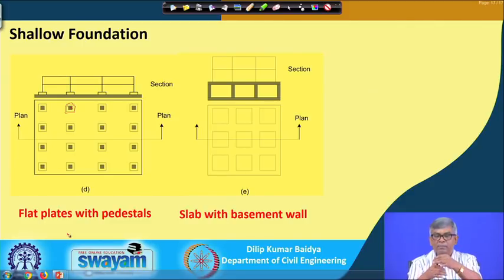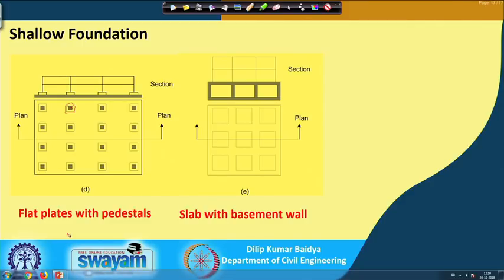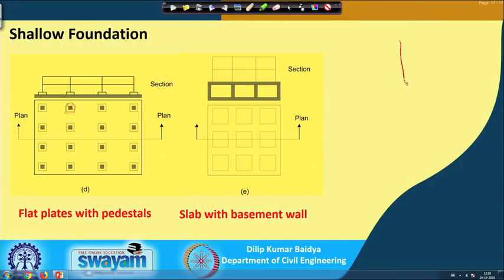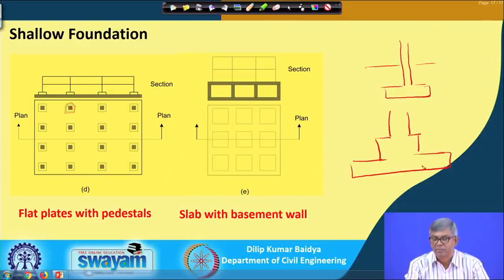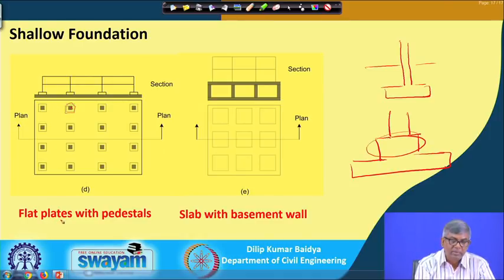That means below the column, like a pedestal footing. Footing can be of two types. One is a simple footing under one column, like this, and another type of footing is pedestal. That means the column is coming like this, then the pedestal will be there, and then you have the actual footing. This is called pedestal type of footing. So, similar things will be here, at every column location this pedestal will be there. So, this is called flat plates with pedestals.